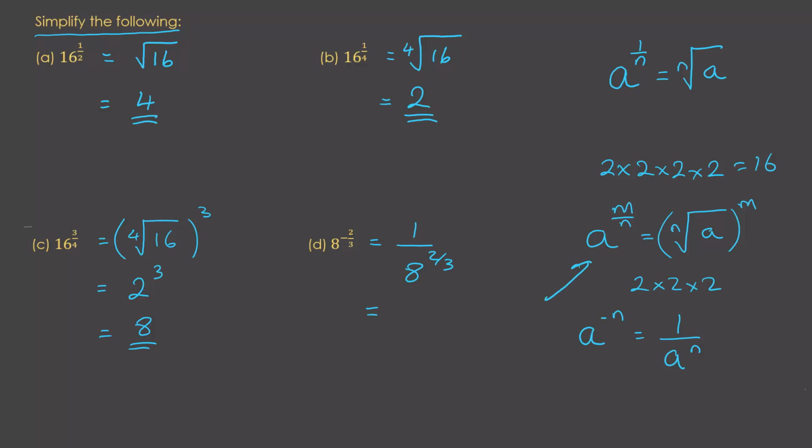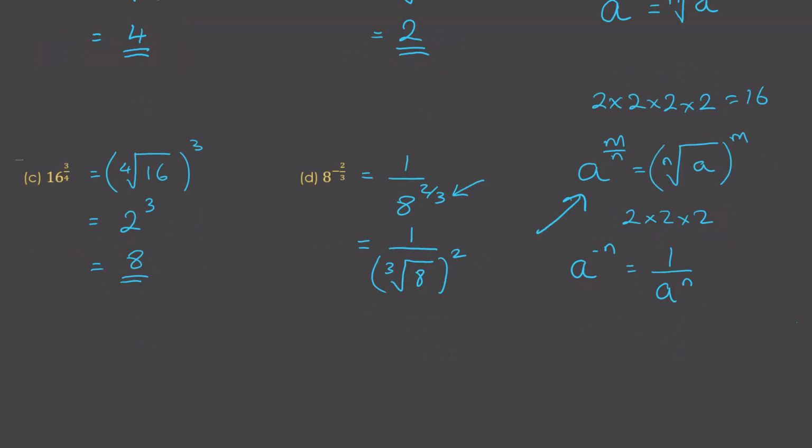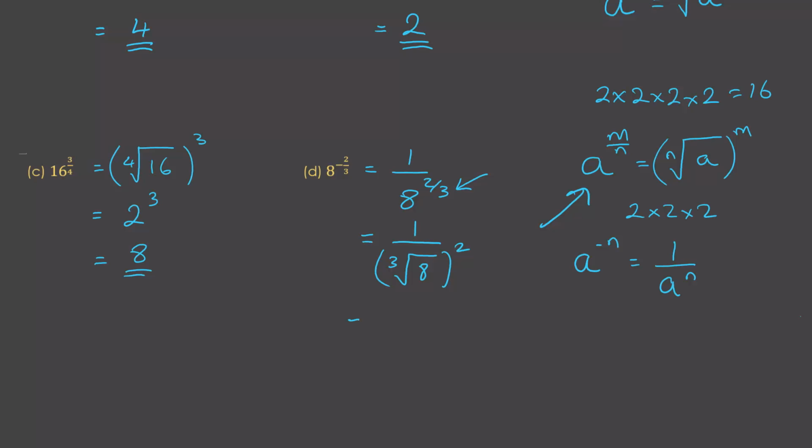Now I'm going to come to this index law here and say, okay, so that is the cube root of 8. The cube root because 3 is the denominator here. And then I'm going to square that. The cube root of 8 is 2, of course, because 2 times 2 times 2 is 8. And so that's 1 over 2 squared. And 2 squared is 2 times 2, which is 4.